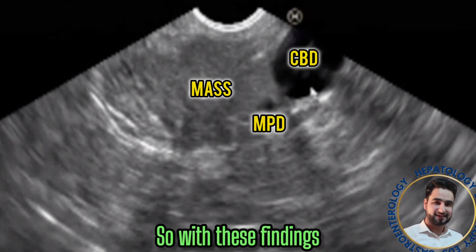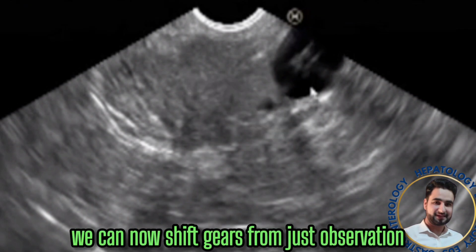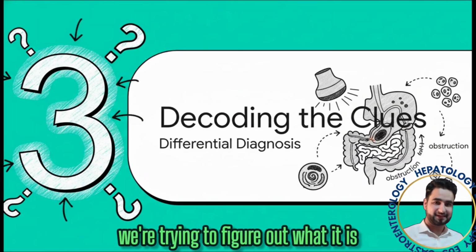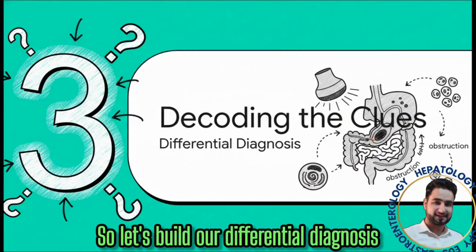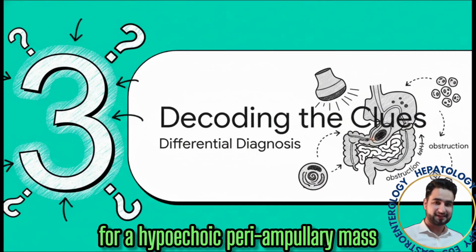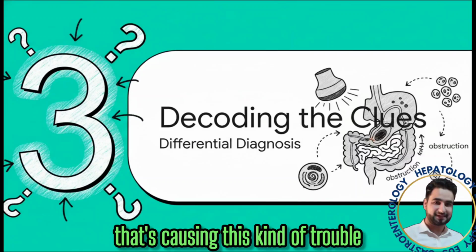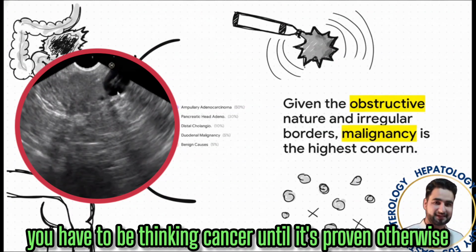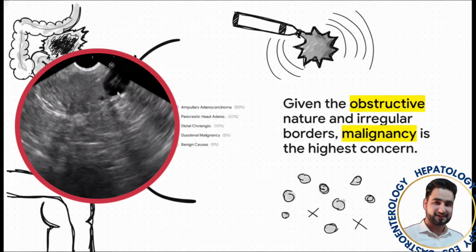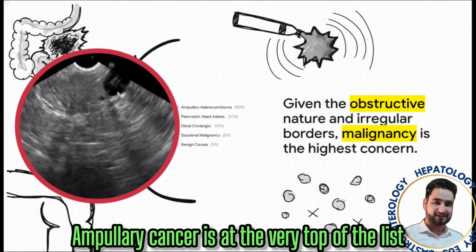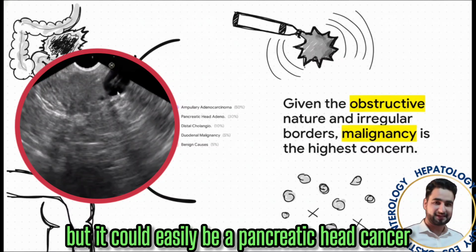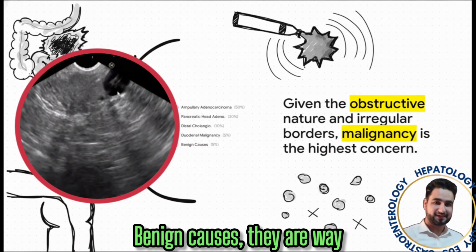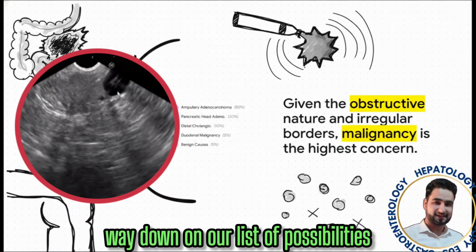So with these findings, we can now shift gears from just observation to actual clinical reasoning. We're not just describing what we see anymore, we're trying to figure out what it is. So let's build our differential diagnosis for a hypoechoic periampullary mass that's causing this kind of trouble. With features like this, you have to be thinking cancer until it's proven otherwise. I mean, look at the probabilities. Ampullary cancer is at the very top of the list, but it could easily be a pancreatic head cancer or a bile duct cancer, a cholangiocarcinoma. Benign causes, they are way down on our list of possibilities.